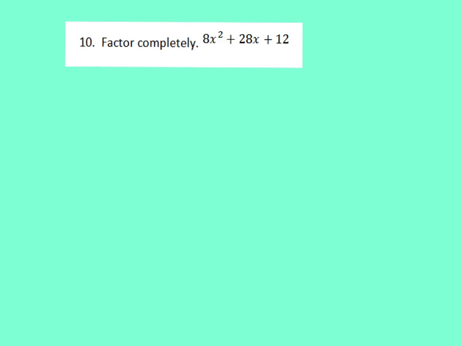All right, number 10, factor completely. First thing I'm always going to do is look for a GCF. Do I have a GCF in this problem? I do. My GCF is 4. So I bring my 4 out to the front. I'm left with 2x squared plus 7x plus 3.